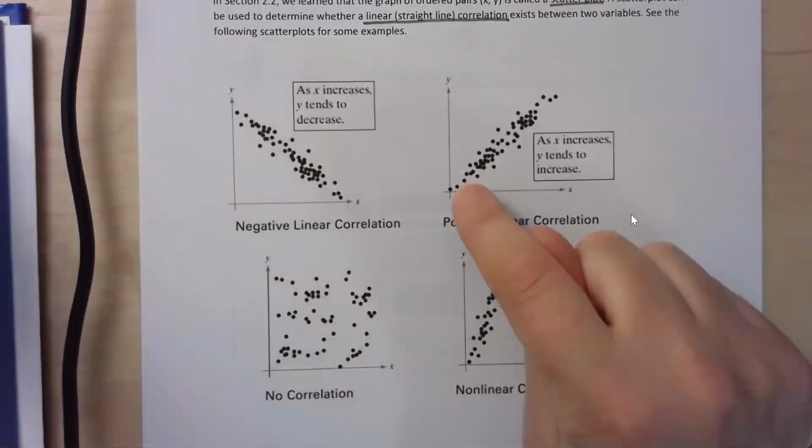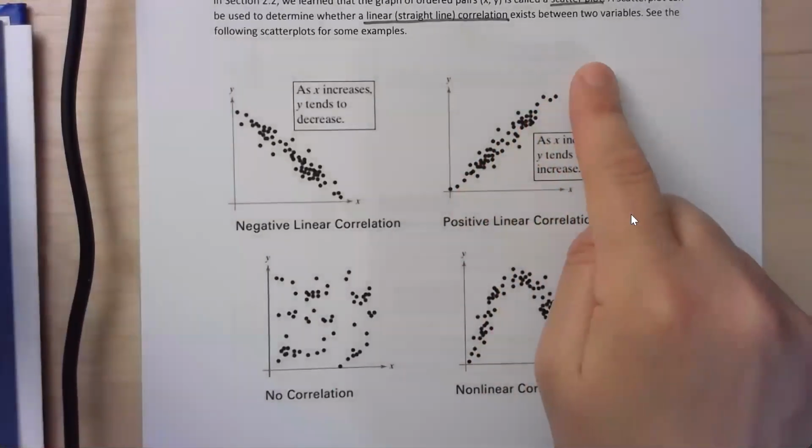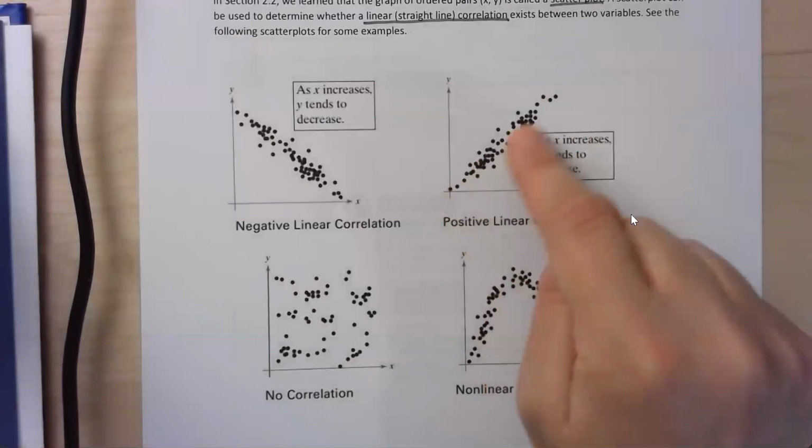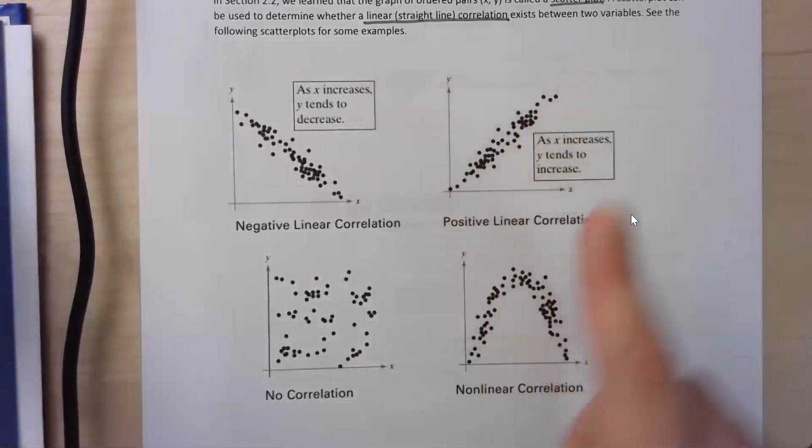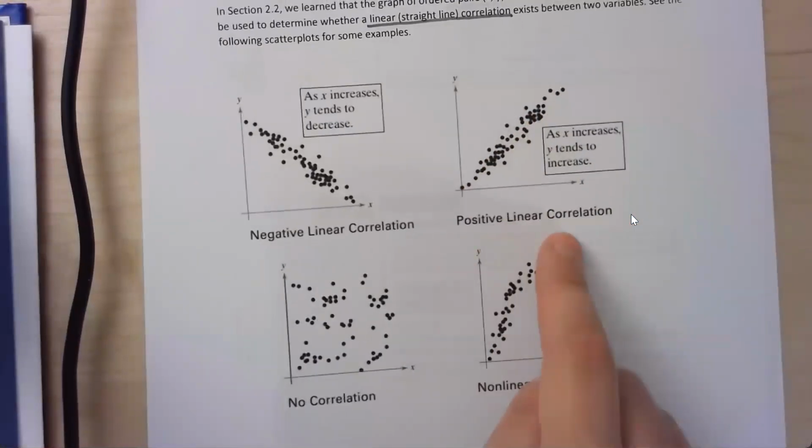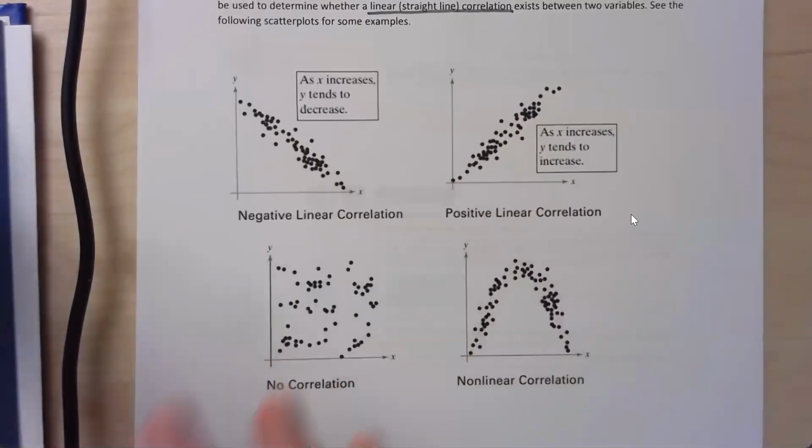If your scatter plot looks like this, so it looks almost like a line going upward or increasing, then you have a positive linear correlation. So again, the slope will be positive of that line.